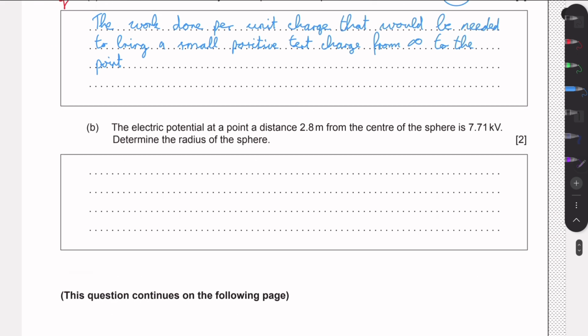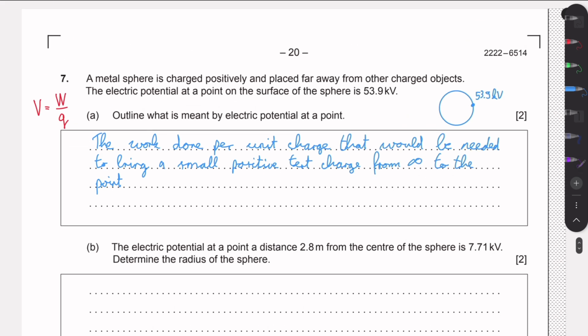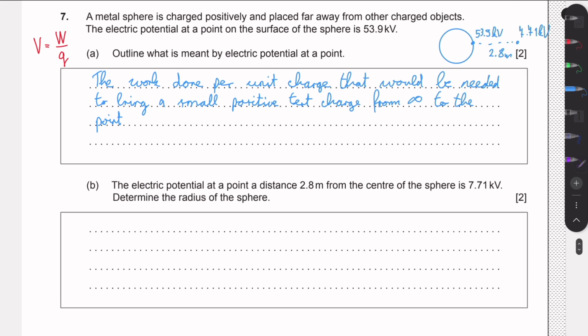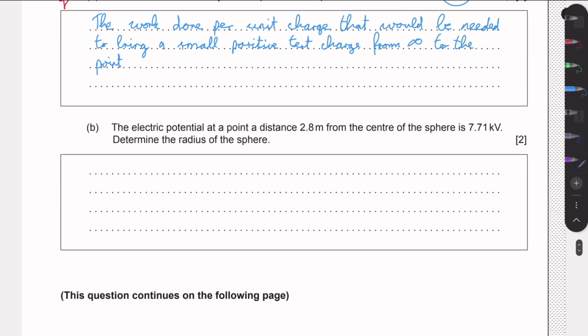And then we are told that the electric potential at a point a distance of 2.8 meters from the sphere, so let's say over here, not 28, only 2.8, is going to be 7.71 kilovolts. We need to determine the radius of the sphere. Well, we can remember the other formula for the potential due to a charged sphere. It's just kq over r, like this.